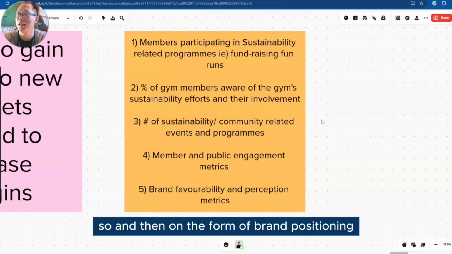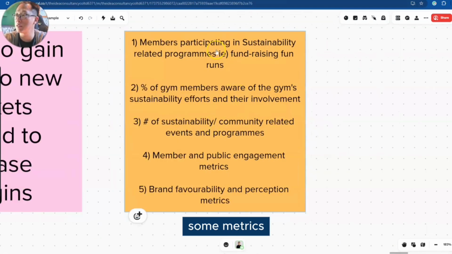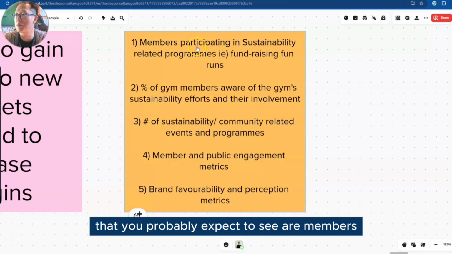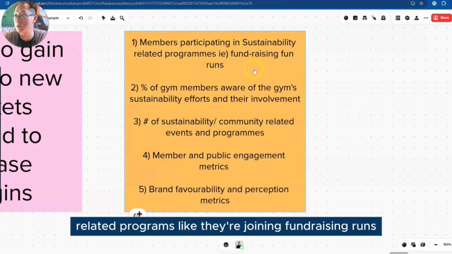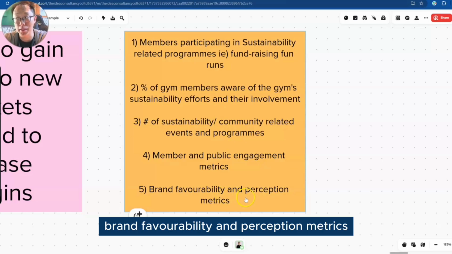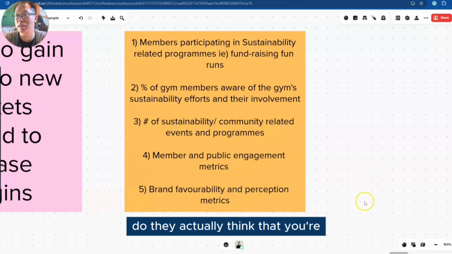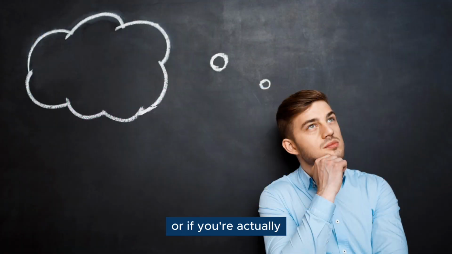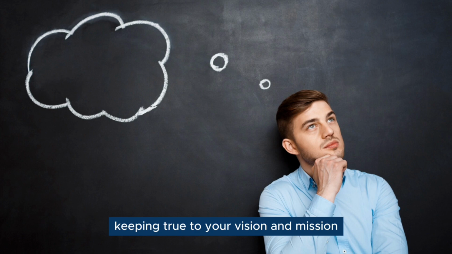And then on the form of brand positioning, some metrics that you probably expect to see are members participating in sustainability related programs, like they're joining fundraising runs. The percentage of gym members aware of the sustainability efforts, for example. Brand favorability and perception metrics. Do they actually think that you're more sustainable than other offers or not? Or if you're actually keeping true to your vision and mission.